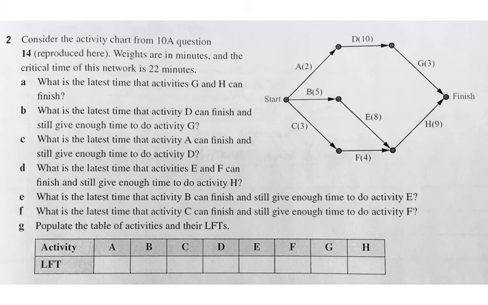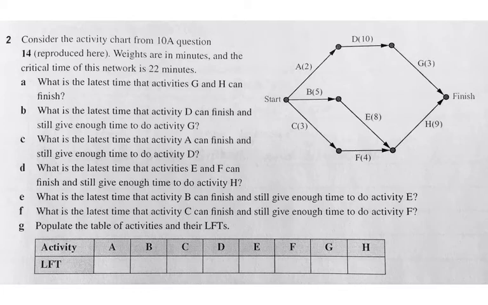In this video, I'm just going to go through a particular question looking at the latest finish times. This is from exercise 10C and this is question 2. It says here, consider the activity chart from 10A question 14, reproduced here on the side. Weights are in minutes and the critical time of this network is 22 minutes.